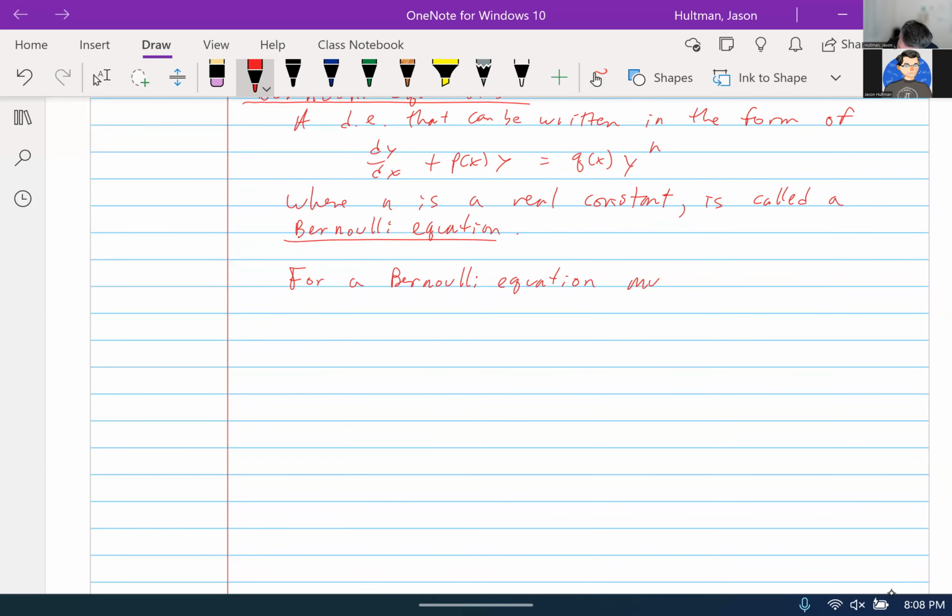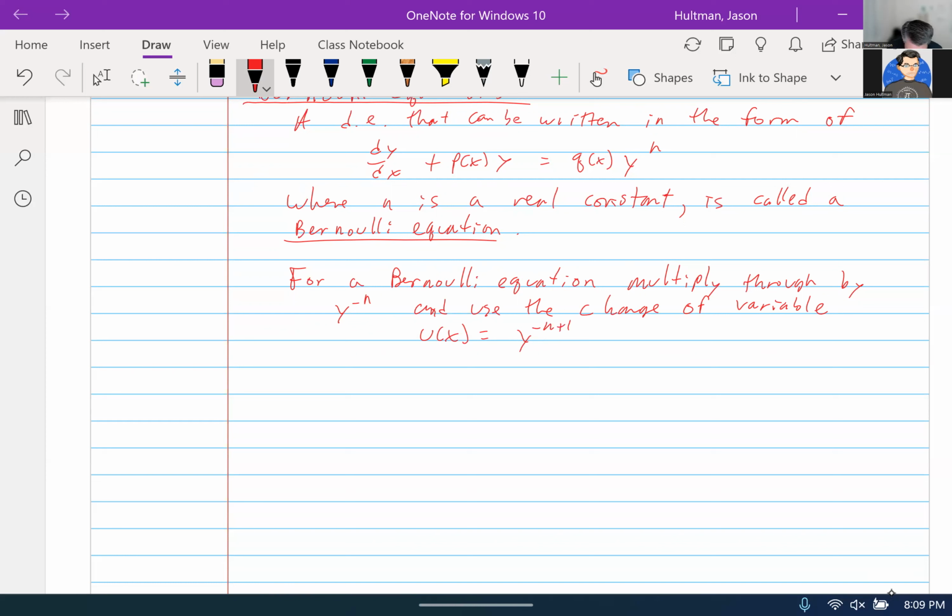multiply through by y to the negative n, and use a change of variable u of x is equal to y to the negative n plus 1.